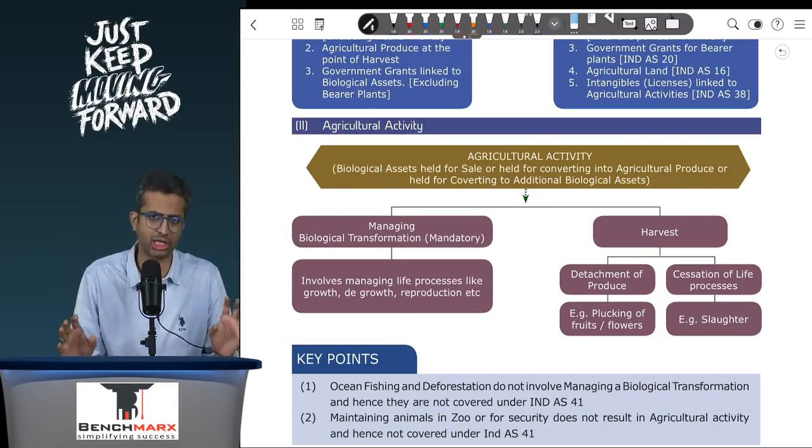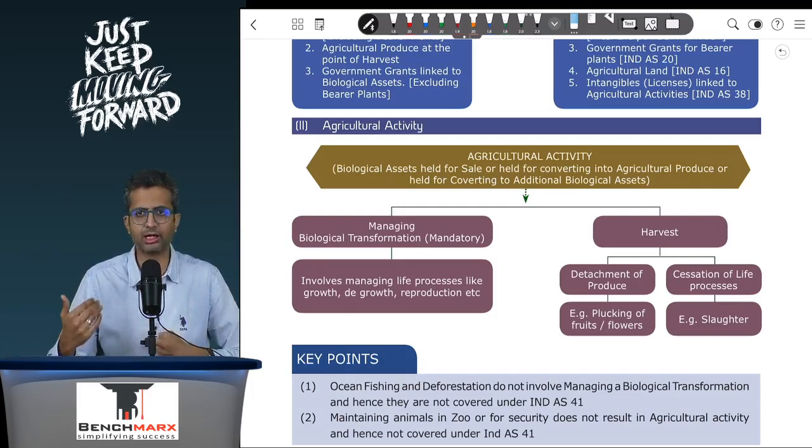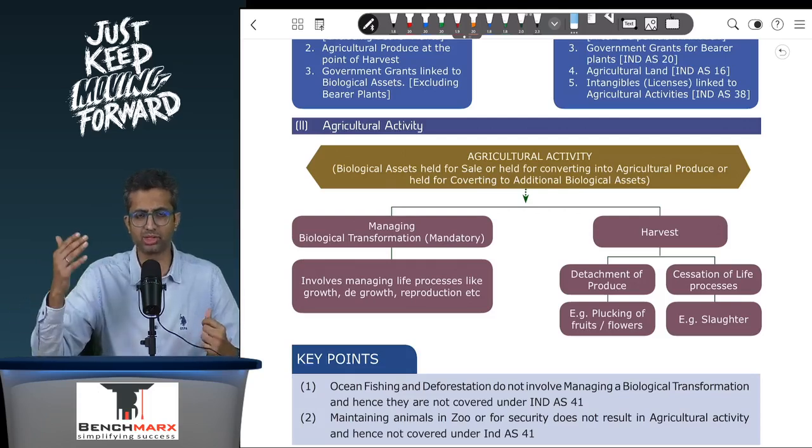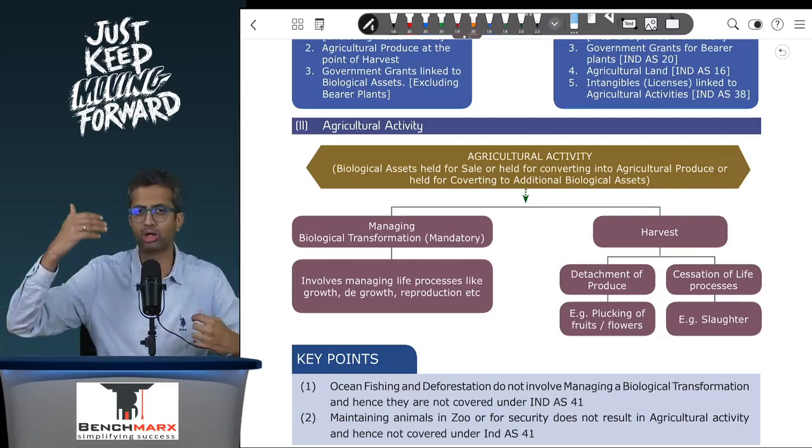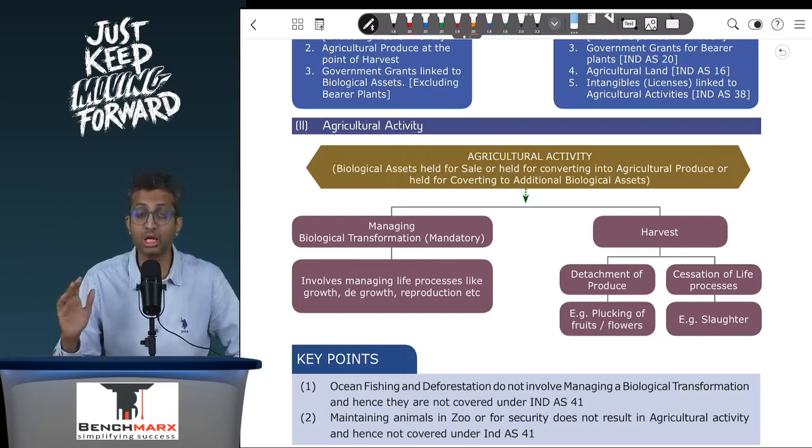of these biological assets. So if you are managing this biological transformation, apart from harvest, and harvest over here can be something like detachment of the produce, like plucking of the flower or the fruit, or it can mean something that you are selling, or ceasing the life processes, like slaughter can be harvest.